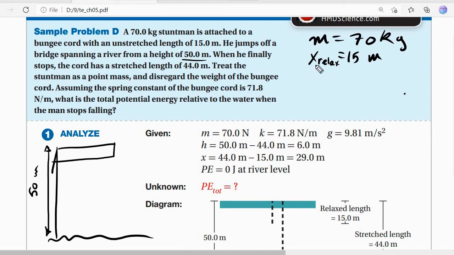I will write some things and draw other things to explain more. Yes, complete, Hatim. When he finally stopped, the cord has a stretched length of 44 meters. Excellent. Now he holds himself in this cord, and he stretched this cord up to 44 meters. He doesn't reach the river. Just 44 meters.